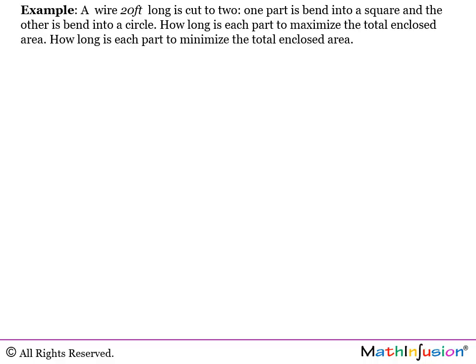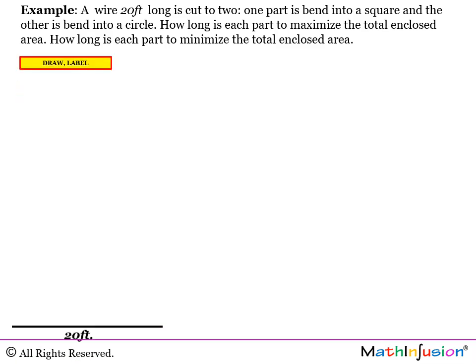So here is the problem. A wire which is 20 feet long is cut in two. One part is bent into a square and the other is bent into a circle. How long is each part to maximize the total enclosed area? How long is each part to minimize the total enclosed area?